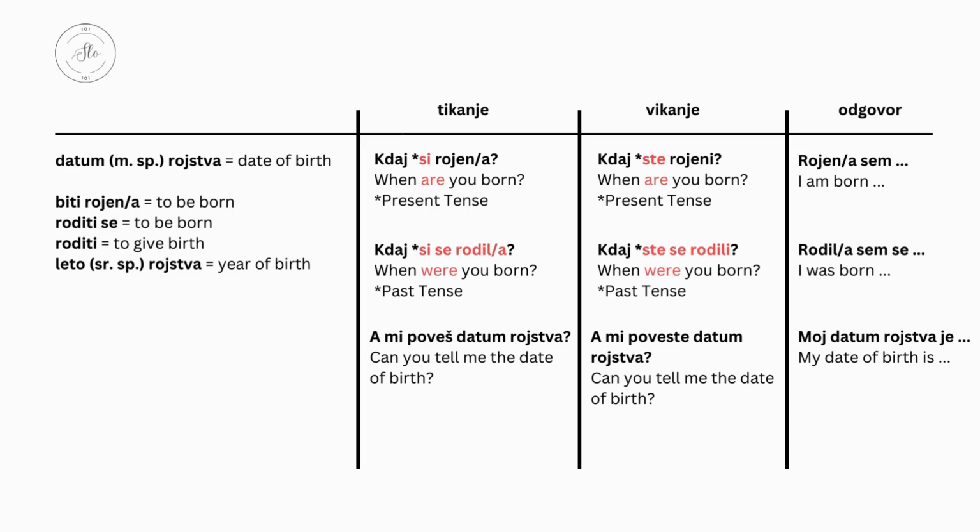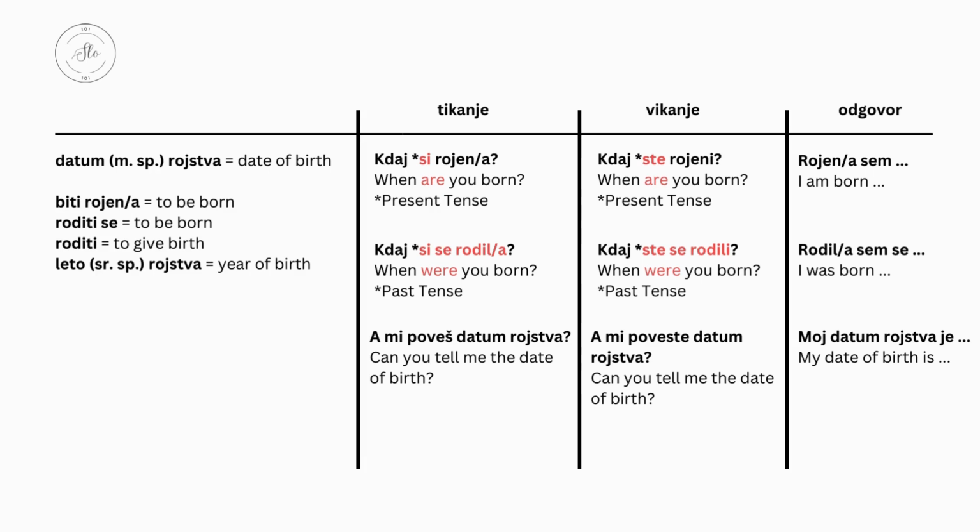If we use tikanje, if we're asking a man, we say: Kdaj si rojen? If we're asking a woman, we say: Kdaj si rojena? If we use vikanje, we ask: Kdaj ste rojeni?